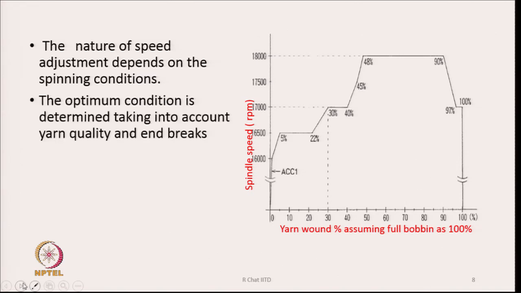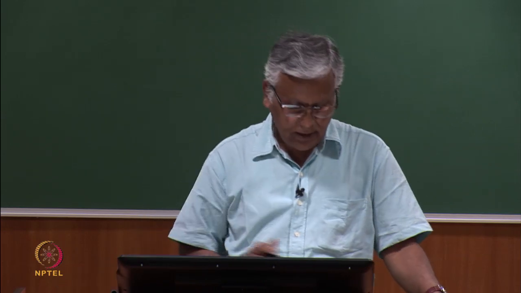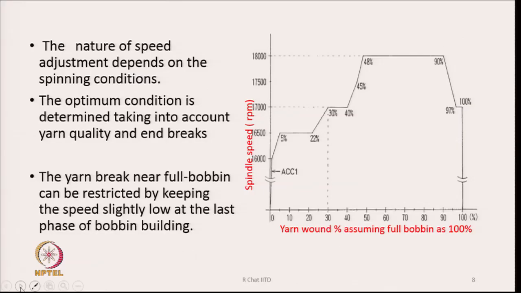The nature of speed adjustment depends on the spinning conditions. The optimum condition is determined taking into account the yarn quality and the end breaks that we can sustain. How many breaks are permissible? What is the industry standard or the industry norm? Depending upon that, the optimum condition is chosen.